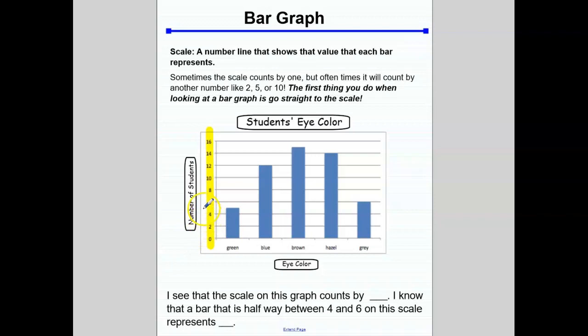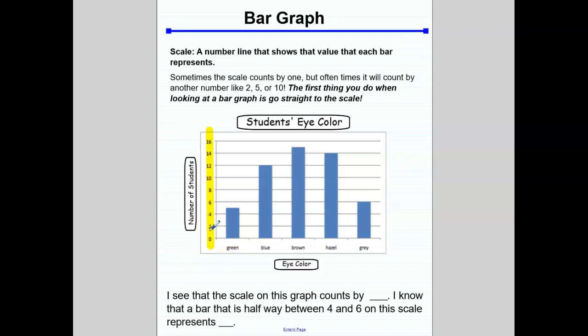Well, I see that for this particular scale, it's increasing by 2. It's counting by 2. It goes 0, 2, 4, 6, 8, 10, 12, 14, 16. And so I know each line represents 2 students because that's my category, the number of students. So this particular scale is increasing by 2.